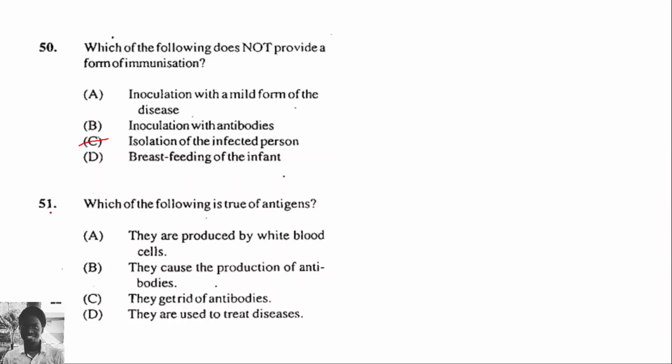Number 51. Which of the following is true of antigens? A. They are produced by white blood cells. B. They cause the production of antibodies. C. They get rid of antibodies. And D. They are used to treat diseases. So the answer here is they cause the production of antibodies. That is B. So when the immune system recognizes the antigen, it would produce an antibody that is able to bind to that foreign antigen.